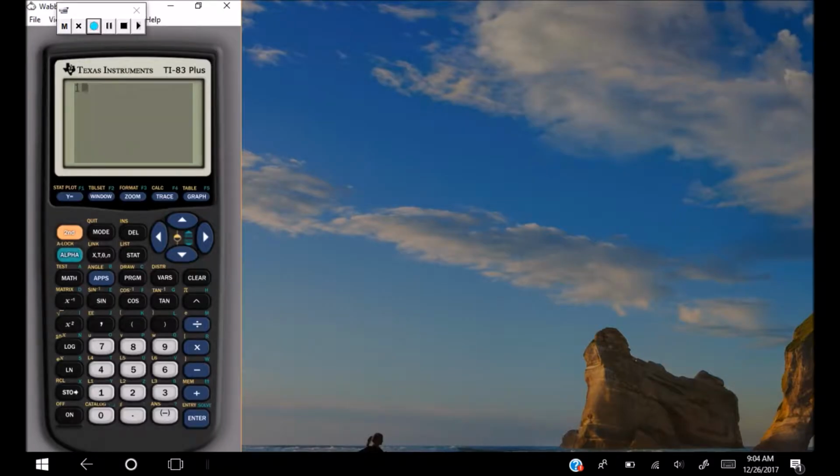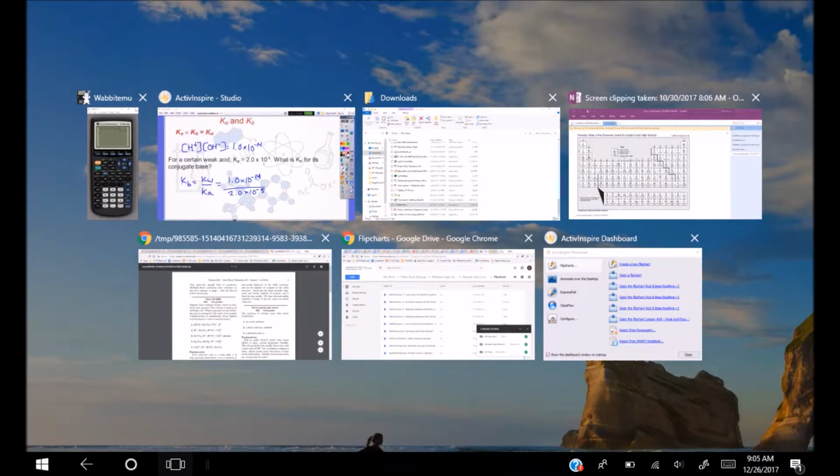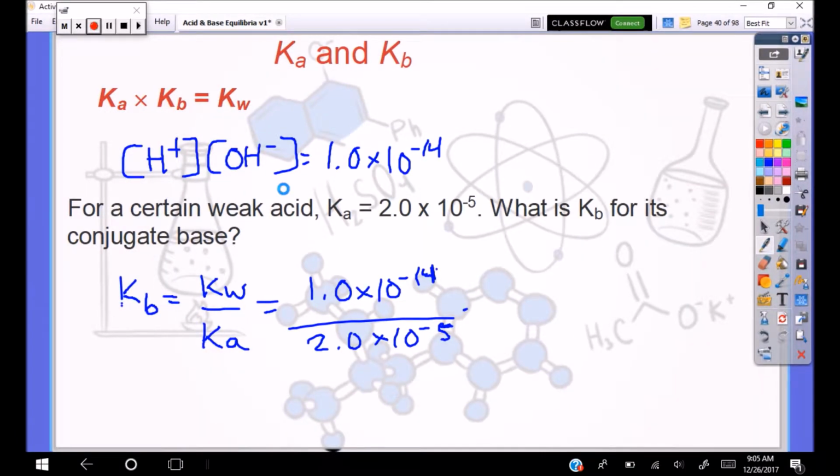Let's see, 1 e negative 14 divided by 2.0 e negative 5. Oh, e negative 10th, I went the wrong direction, sorry. 5.0 times 10 to the negative 10th. Alright, so my Kb is 5 times 10 to the negative 10th.